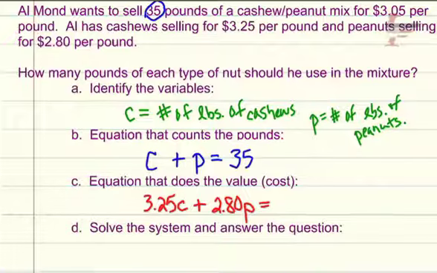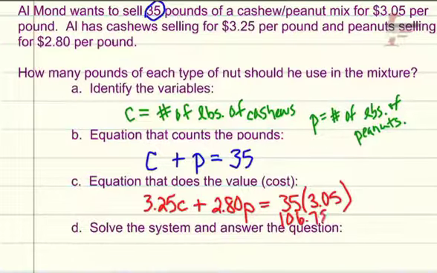They gave us that $3.05. So Al wants to sell his mix for $3.05, and he wants to sell 35 pounds. So if he has 35 pounds and he's selling them for $3.05, we are going to multiply those together to get that total amount of money that he wants to be making. And 35 times 3.05 is 106.75.